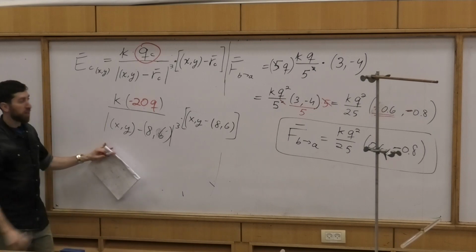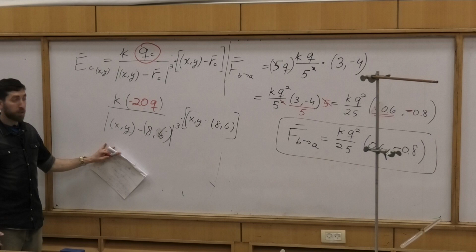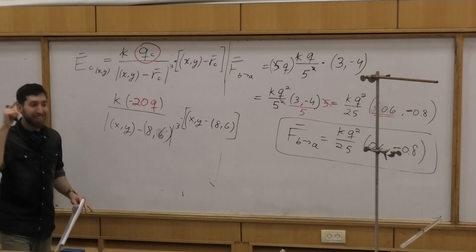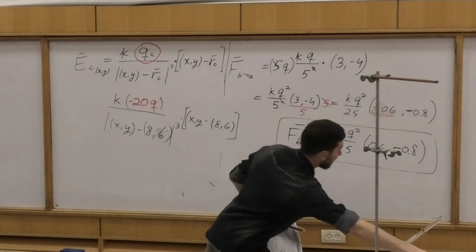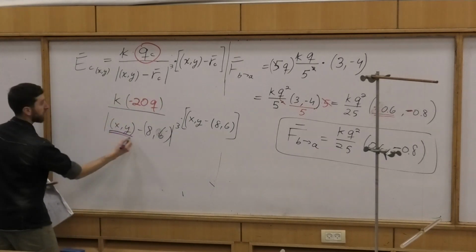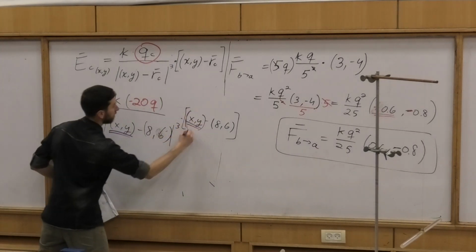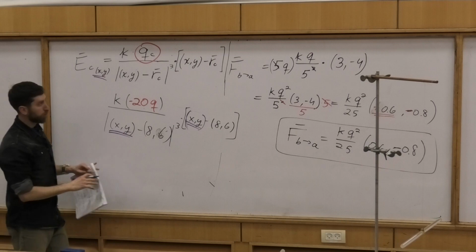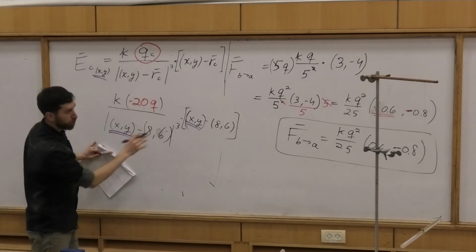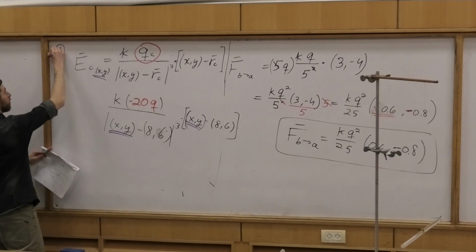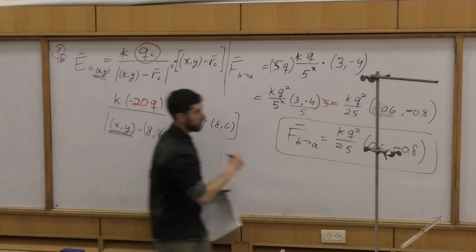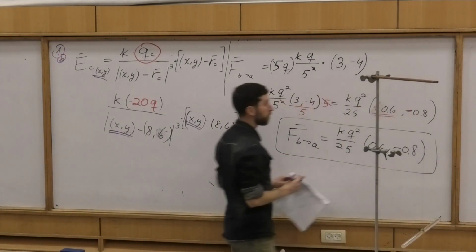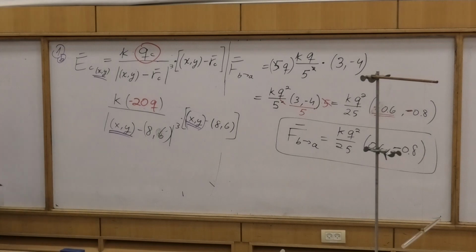And what is this formula good for? It's good for asking what is the electric field in a particular place. What is the electric field here, in this location, right? That's the idea. So that was question 1b. The first one was 1a. Let's solve 1c.